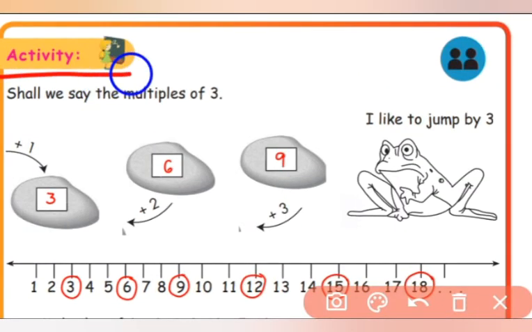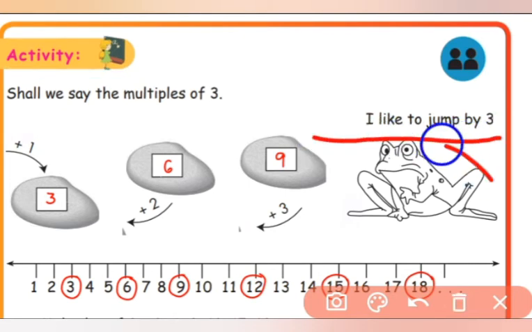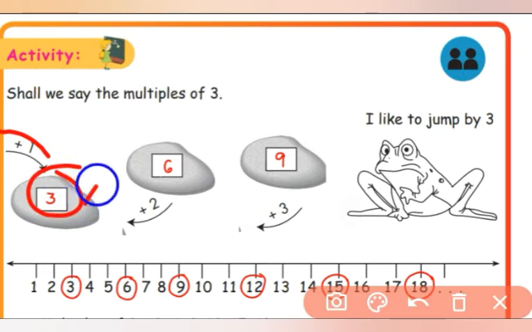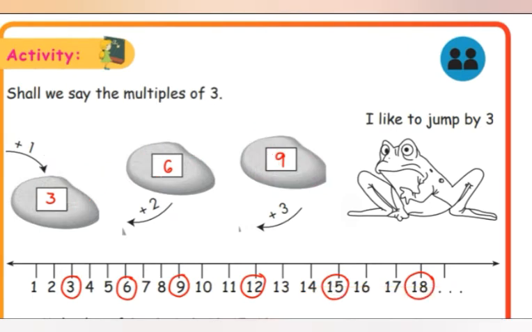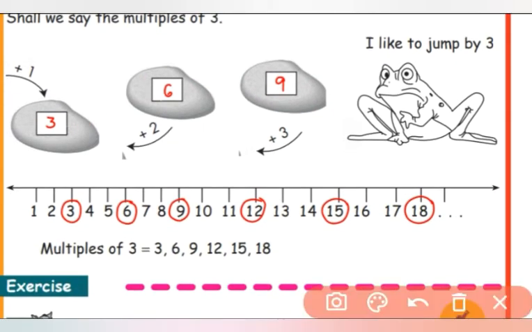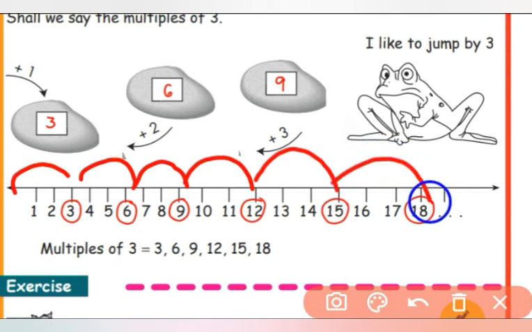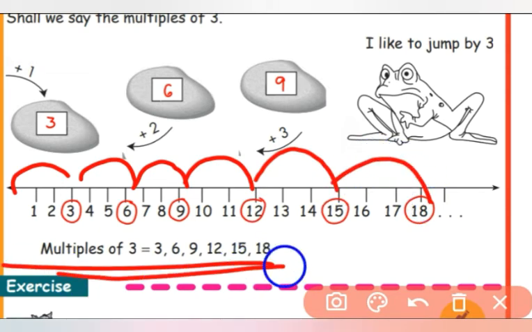See this activity, shall we say the multiples of 3? I like to jump by 3. See, first jump 3. Next jump 3 plus 3, 6. Next jump 6 plus 3, 9. Multiples of 3. See, first jump 3. Next 3 plus 3, 6. Next 9. Next 12. 15. 18. These are the multiples of 3.